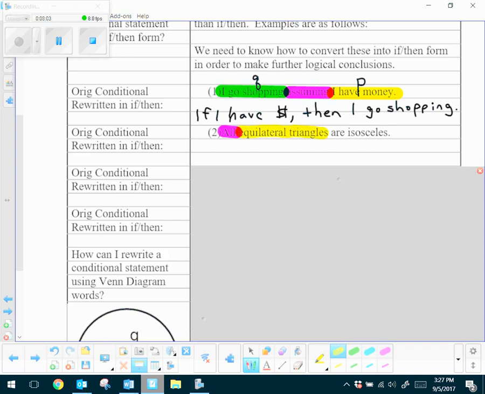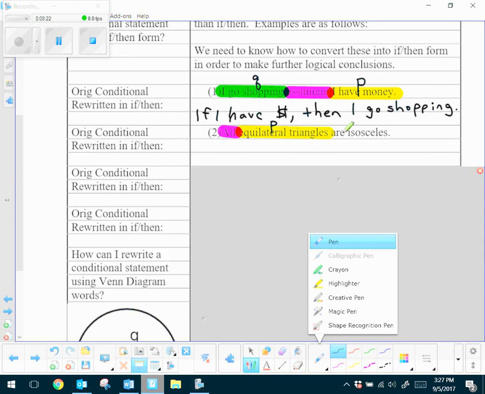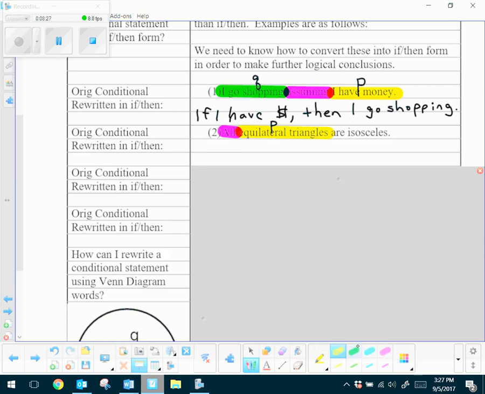The term equilateral triangles, really the term equilateral, is the main idea that we're going to distinguish as the hypothesis, and we're going to remember that all helped us know what that was. I'm going to put a little P above equilateral triangles. Are isosceles: you can think of all and are as acting like if and then. You're going to see a lot of statements like that. We're just going to highlight the term isosceles here, triangles are isosceles, or however you want to put it. And then I'm going to put a Q here.